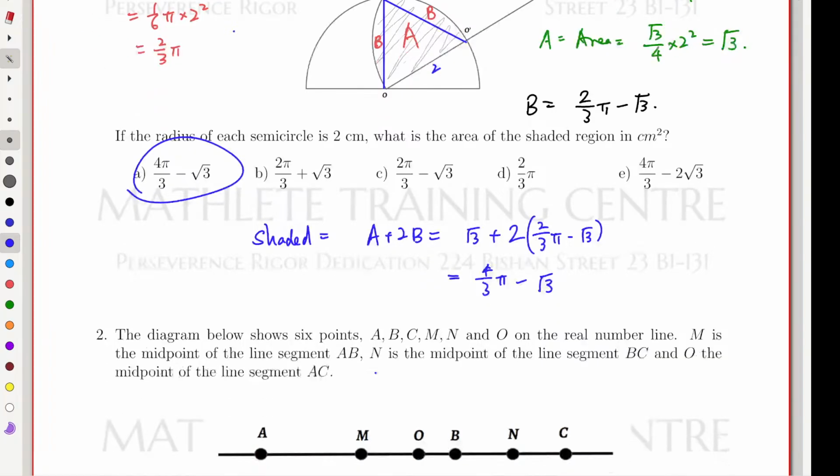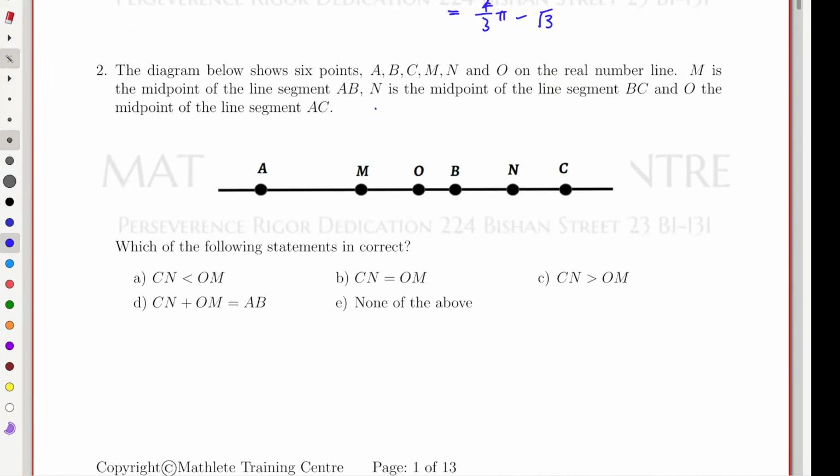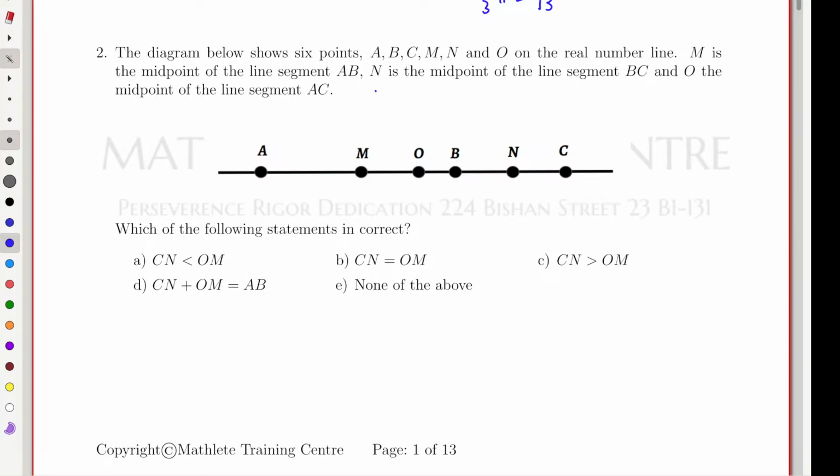Question number 2 says, we have these 6 points A, B, C, M, N, and O on the real number line. M is the midpoint of the line segment AB, N is the midpoint of the line segment BC, and then O is the midpoint of the line segment AC.